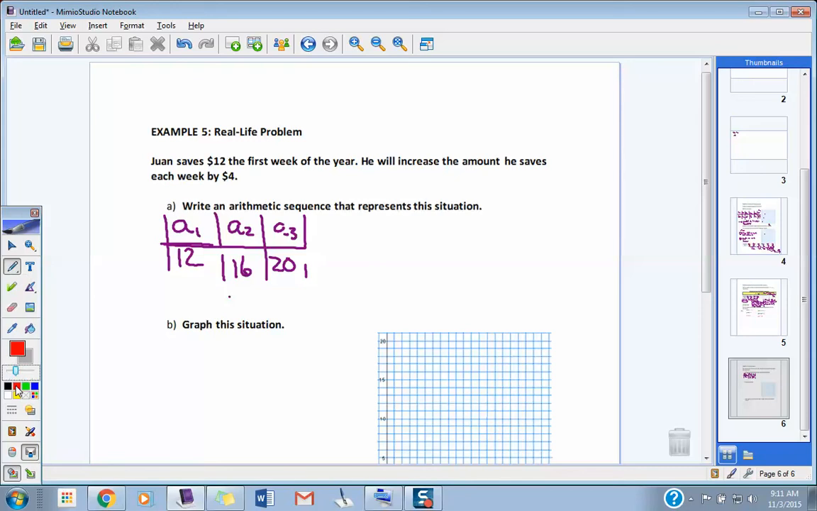So I'm going to write this down. D is equal to 4. Right? So I'm going to write the formula down here again. A sub n, the nth term, is equal to the first term plus n minus 1 times our common difference d. So let's write our formula first.